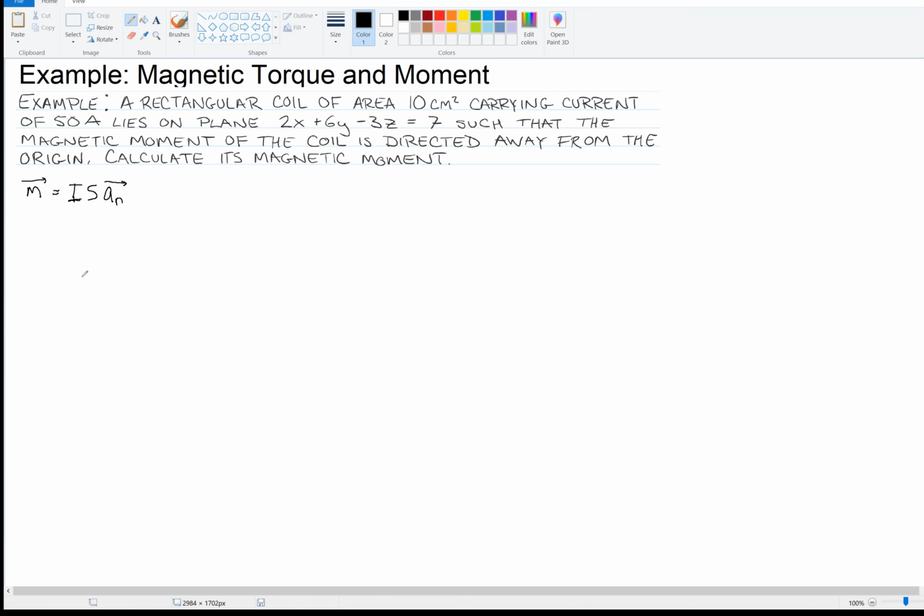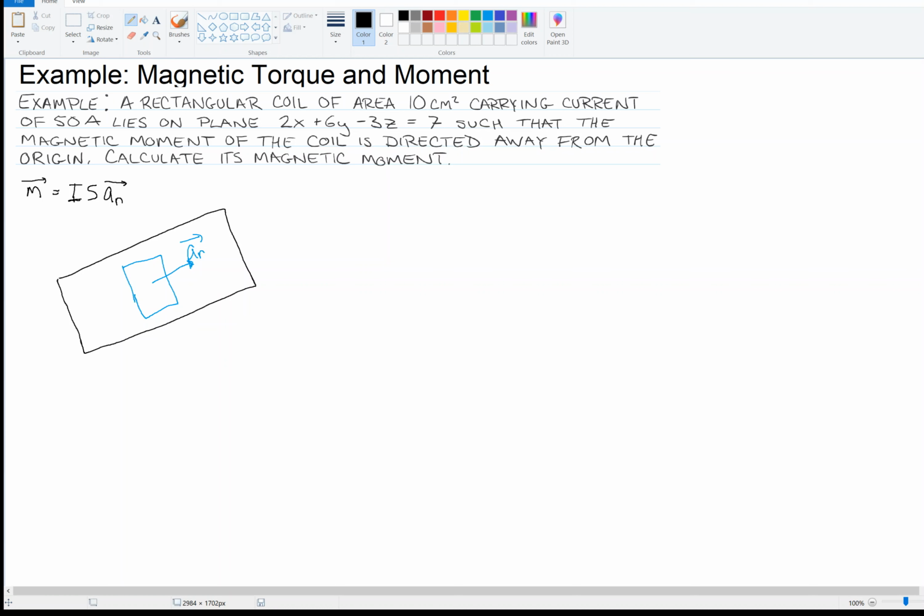So imagine a plane. You have to use your imagination here. Here's the plane given by this equation, and lying in that plane is our rectangular coil, maybe like this. This can be hard to draw, but we have to get that vector that's perpendicular to that plane. So how do we do that? Well, this goes back to calculus and dot products also. If you want a normal vector, you can rely on the dot product.